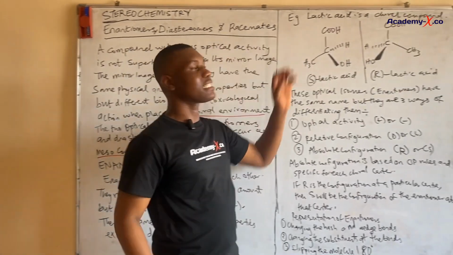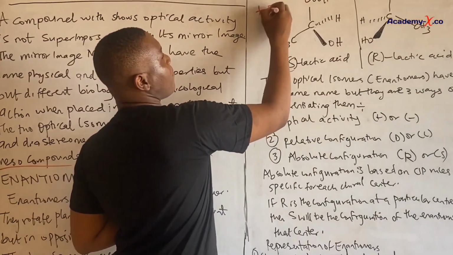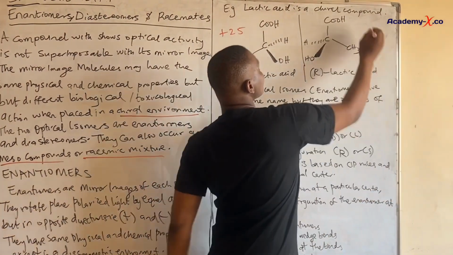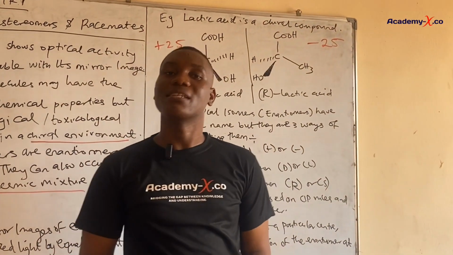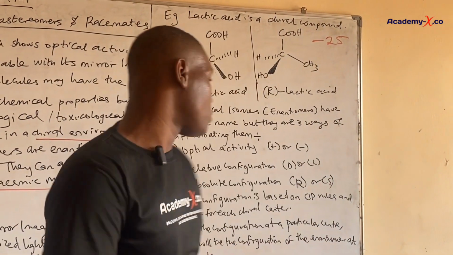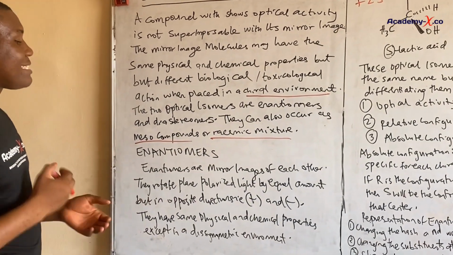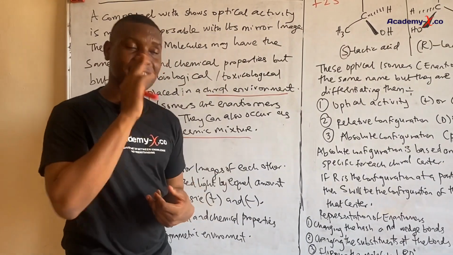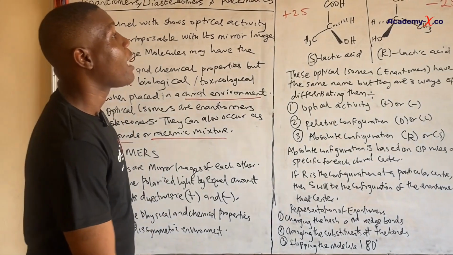Example, the S form can maybe rotate plane polarized light by plus 25. Then the R form will rotate plane polarized light in the negative direction by the same 25. So they rotate plane polarized light in different directions, but with the same magnitude. Now, they have the same physical and chemical properties except in a dissymmetric environment, for example, the human body. That is why most of these enantiomers have different biological and toxicological actions.